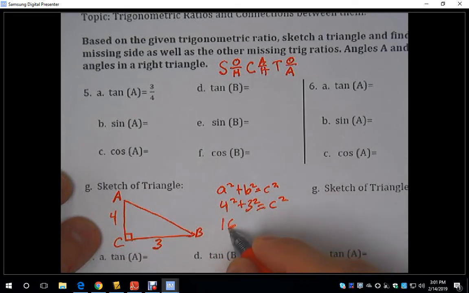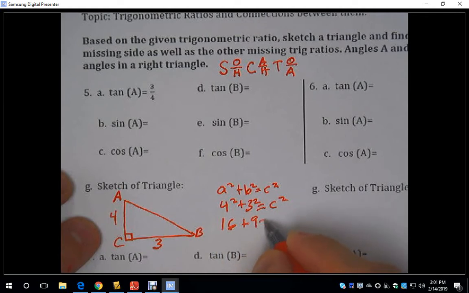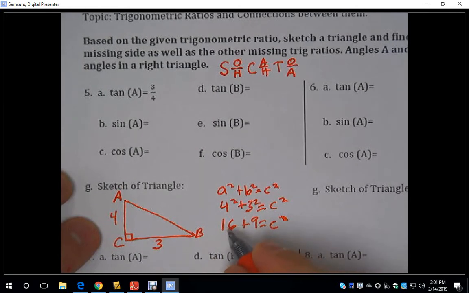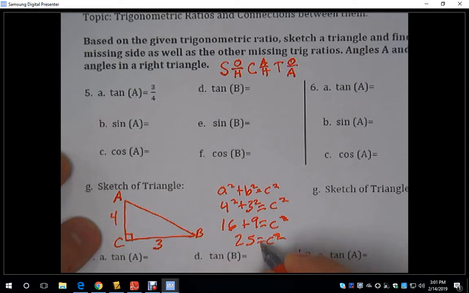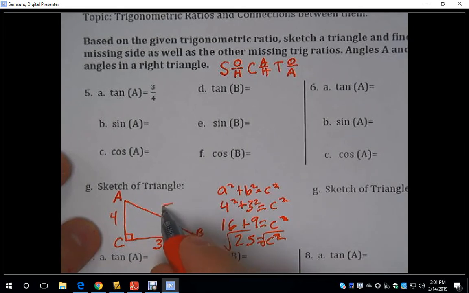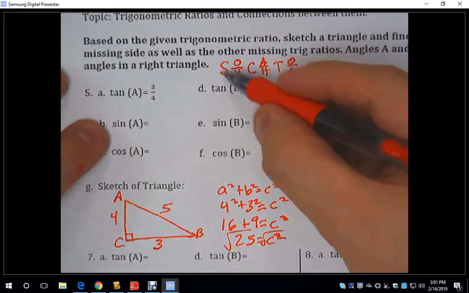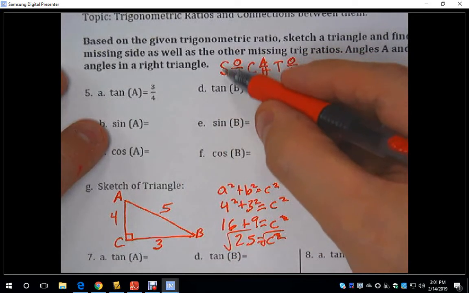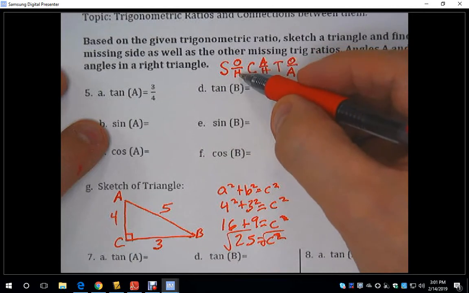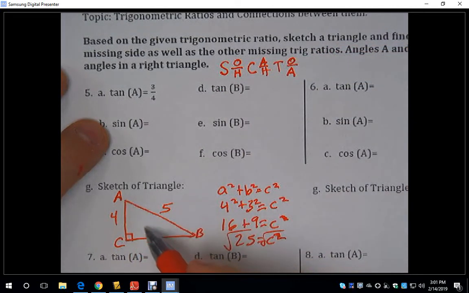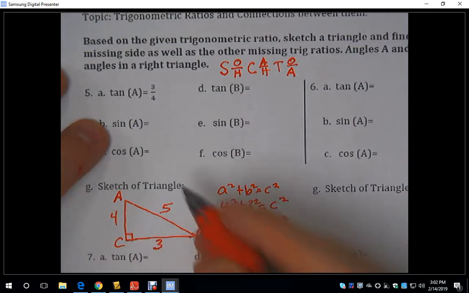4 squared is 16, plus 3 squared, that's 9, equals c squared. 16 plus 9 gives me 25, so 25 equals c squared. Then we take the square root of both sides, and we find that this missing side here is 5. So sine of angle A, by definition, is opposite over hypotenuse. Sine of angle A is going to be 3 over the hypotenuse, which is opposite the 90 degree angle, the longest side, that's 5. So that's 3 over 5.